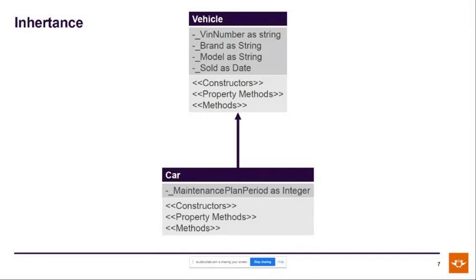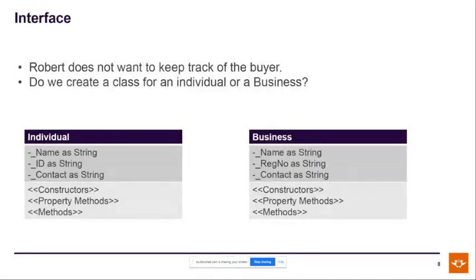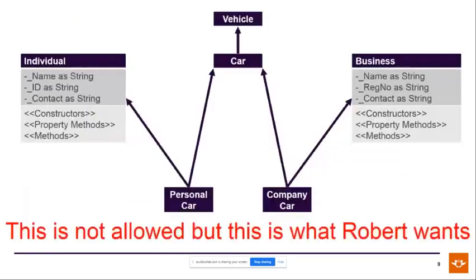Now, how do we implement an interface here? So essentially, you've got an option. Do we create a class for an individual or a business, which means you'll have your individual class and your business class that will have their own instance variables, their own constructors, their property methods, and their methods? But this is not what Robert wants. This is also not possible.